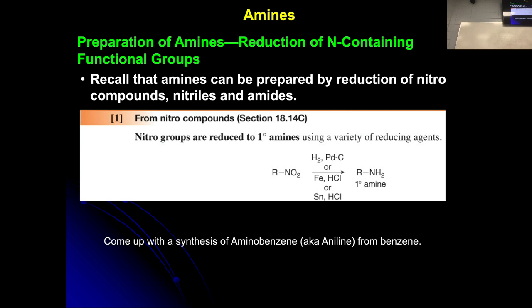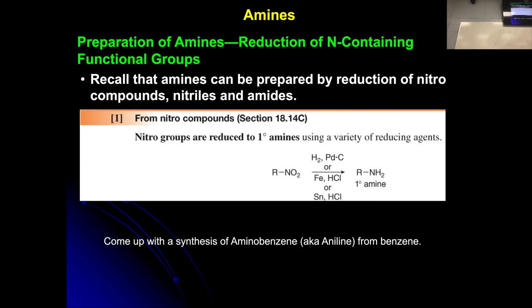Iron's cheap. I can go to Lowe's right now and buy a bucket of iron nails, and that's all I need. I can also buy muriatic acid, which is nothing more than 30% hydrochloric acid. I can buy everything I need at Lowe's right now to reduce nitromethane to make methylamine. But I can't buy hydrogen there, and I can't buy palladium there.